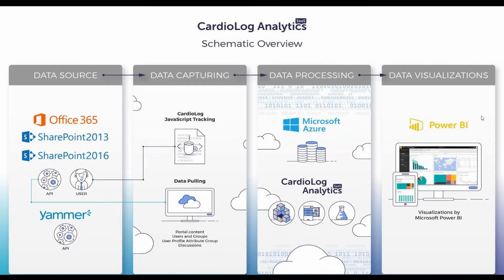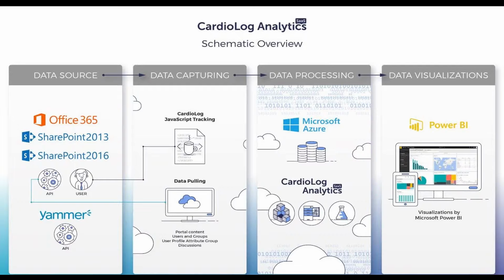So yeah, as Marley said, let's start with a quick overview of the SaaS solution. What we see in this slide are the four main levels when we talk about our solution. The one that you see on the left is the data source. These are all the main sources that Cryo Analytics SaaS can track. We have both SharePoint and Yammer here.